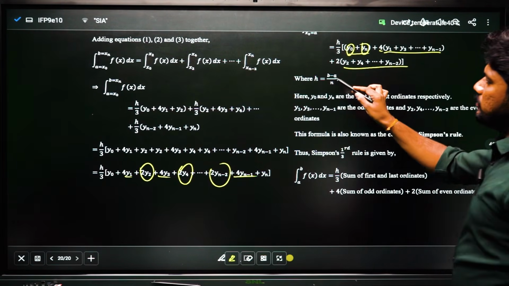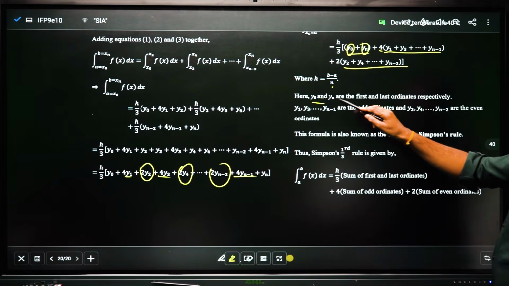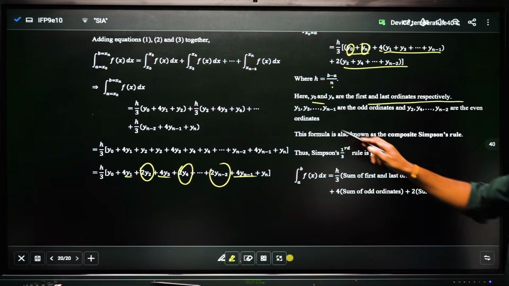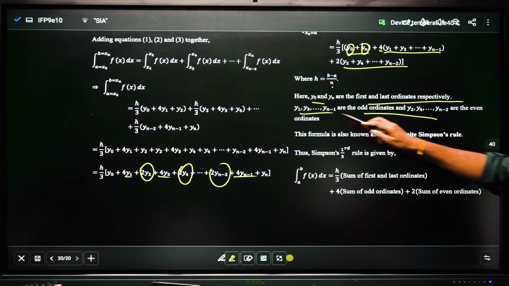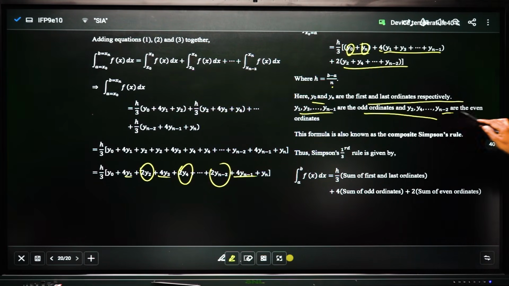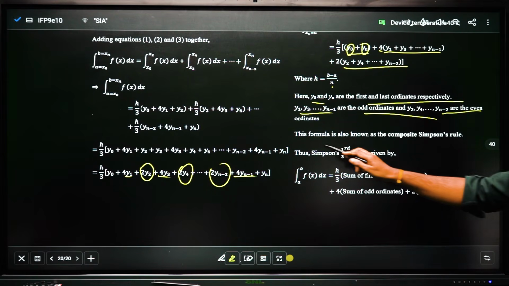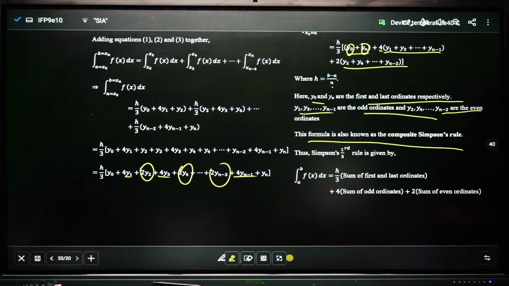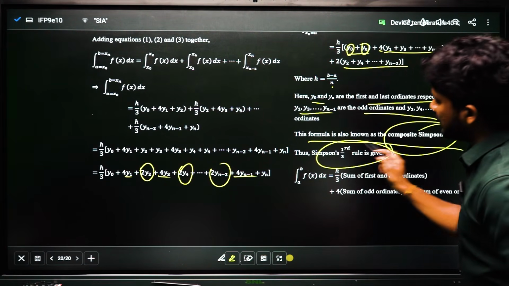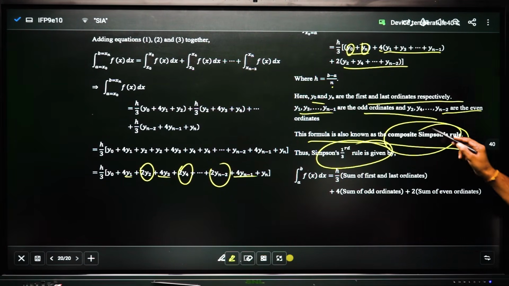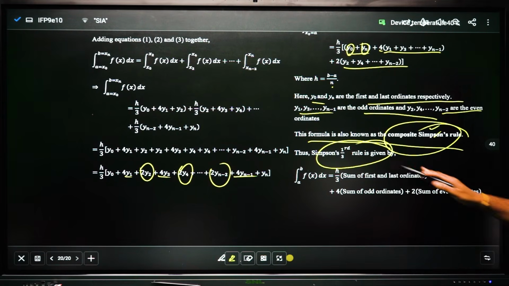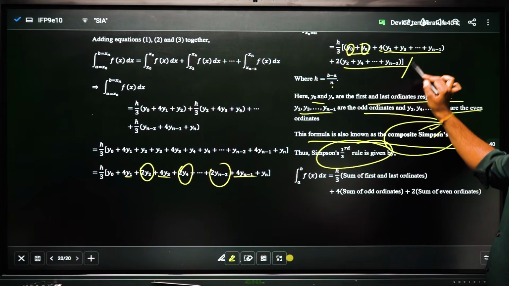Now h is equal to (b minus a) by n. Here y0 and yn are the first and last ordinates respectively. y1, y3, ... are the odd ordinates and y2, y4, ... are the even ordinates. So this formula is also known as the composite Simpson's rule or Simpson's 1/3 rule. Simpson is a mathematician's name, so we call it after his name. Okay, this is the formula.